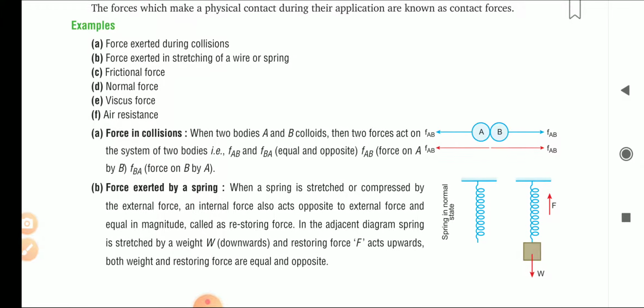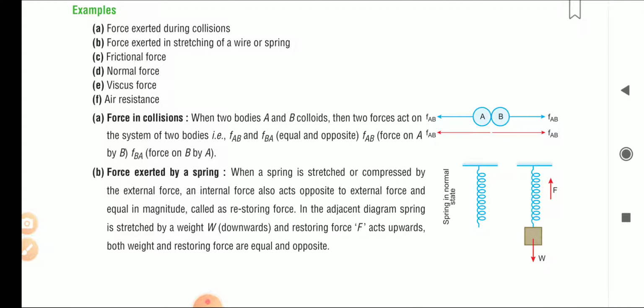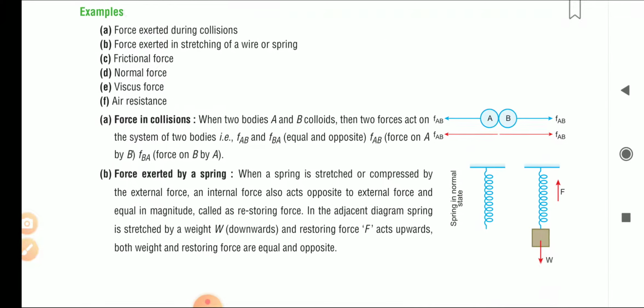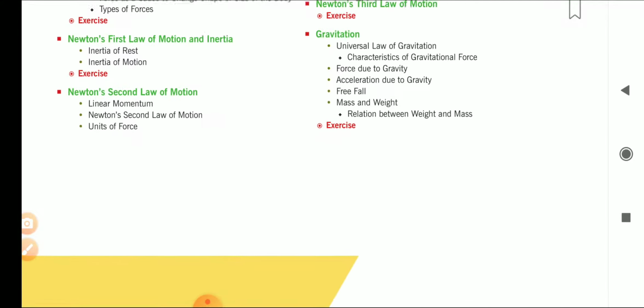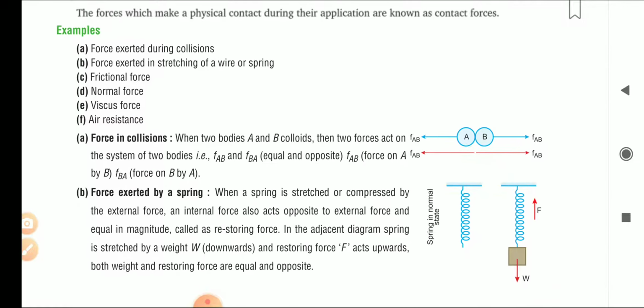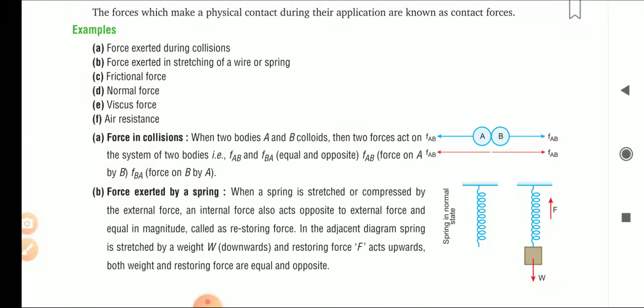So basically there are contact forces and non-contact forces. Now, force exerted during collisions, force exerted in stretching of a wire or a spring, frictional force, normal force, viscous force, air resistance. These are the contact forces, because there is a physical contact between the two things.